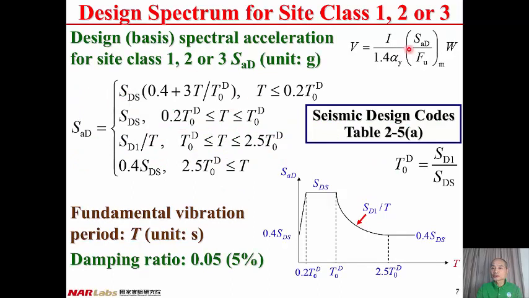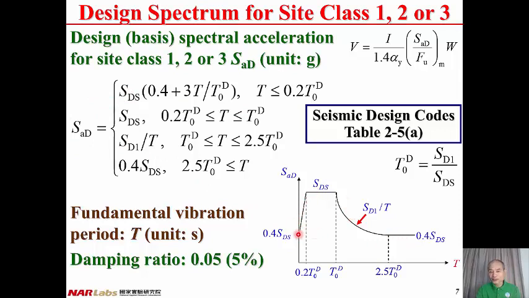Next, we move to the spectral acceleration. Design basis spectral acceleration for site class 1, 2, or 3, SAD, and the unit of SAD is g, gravitational acceleration. And SAD, the spectral acceleration, can be described by this formula. And the response spectrum is divided into 4 segments.